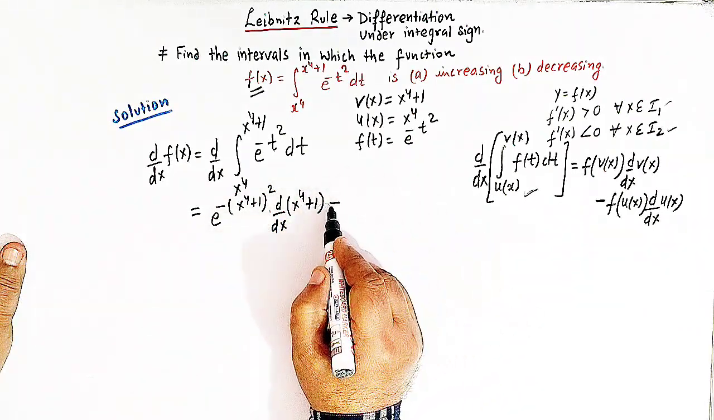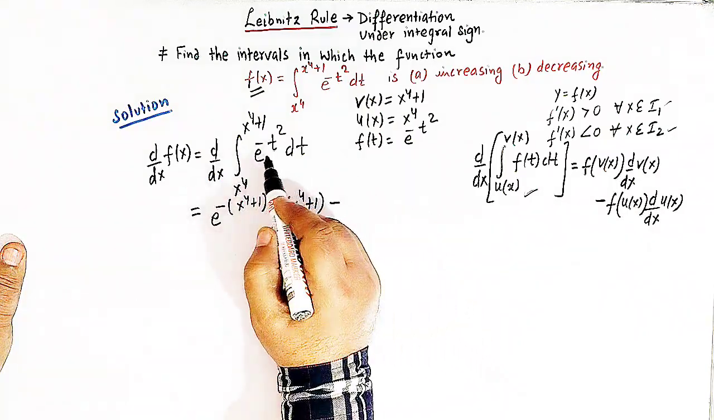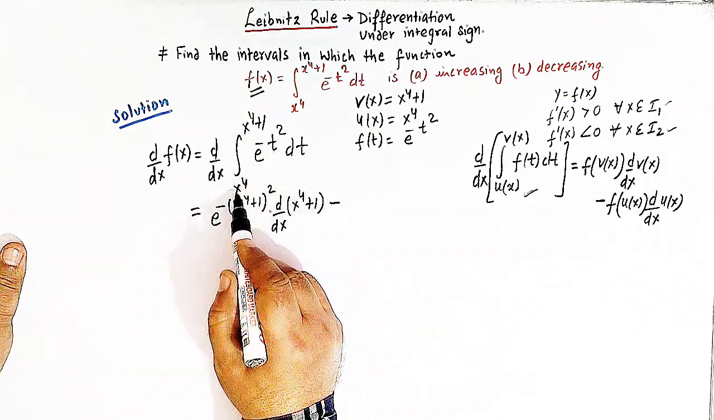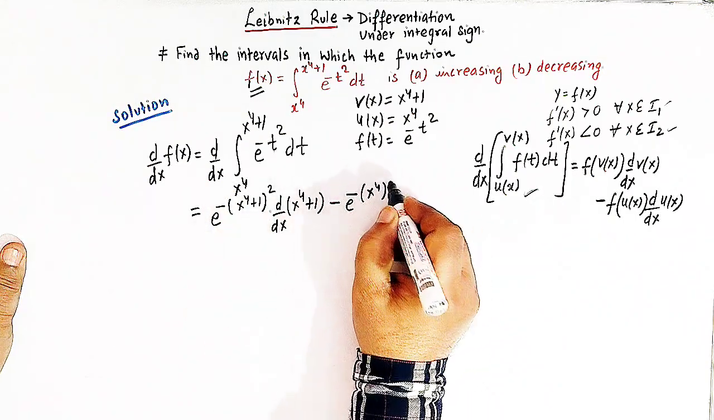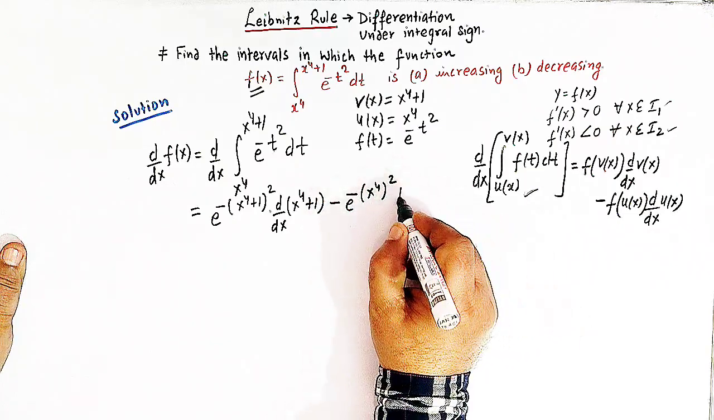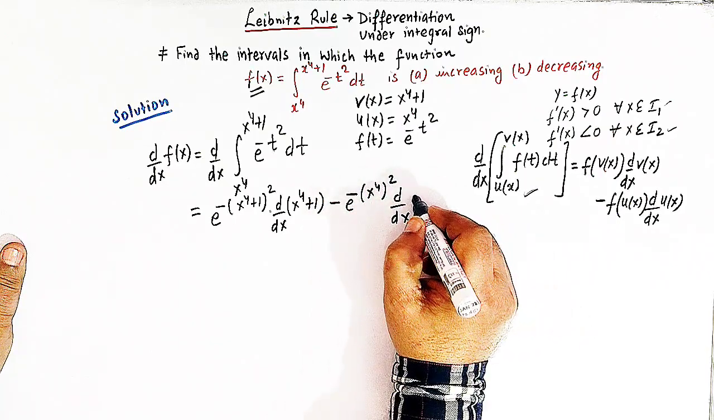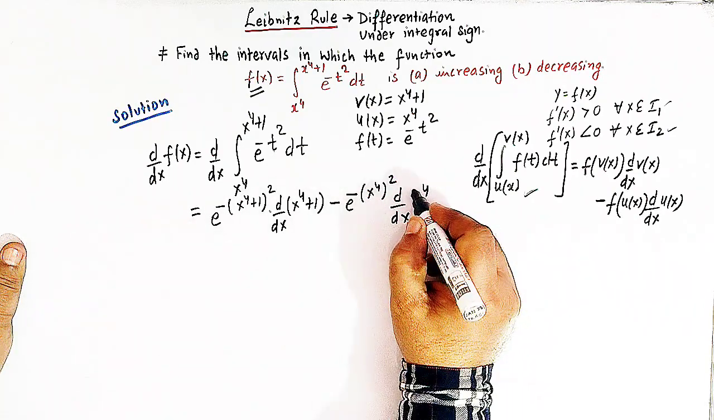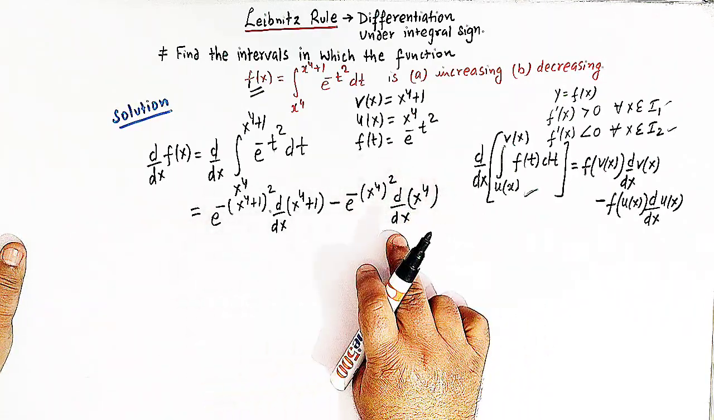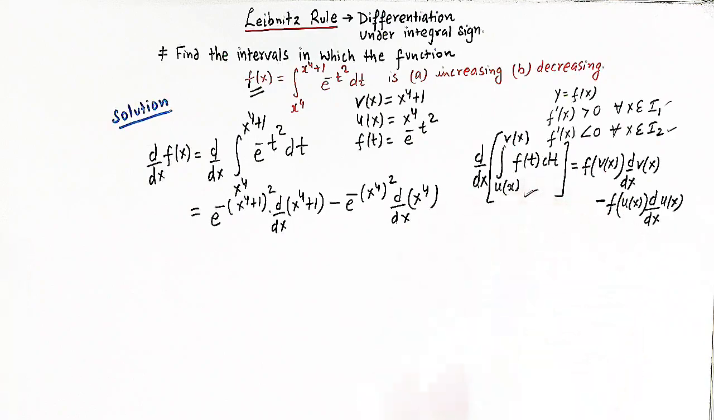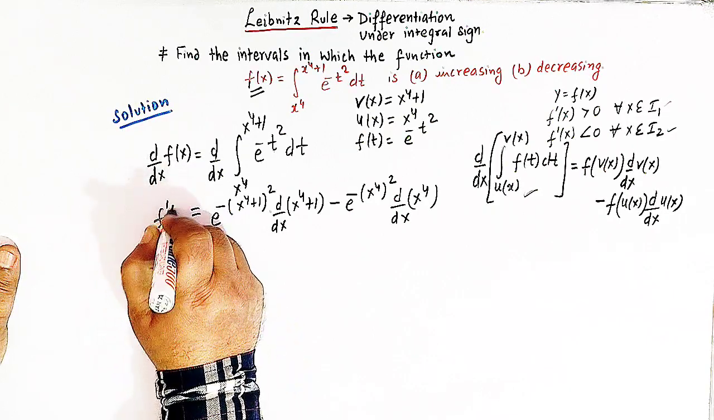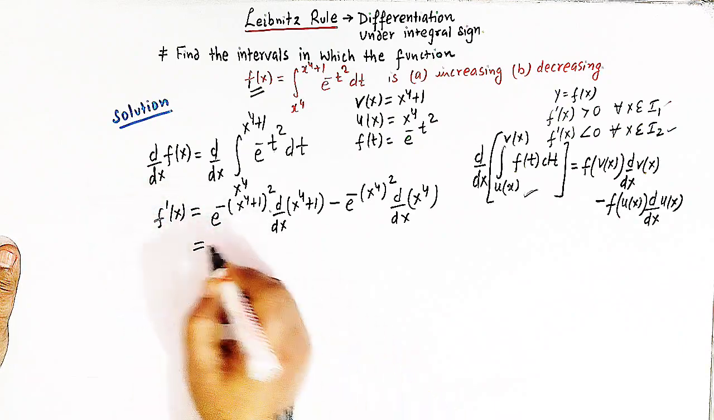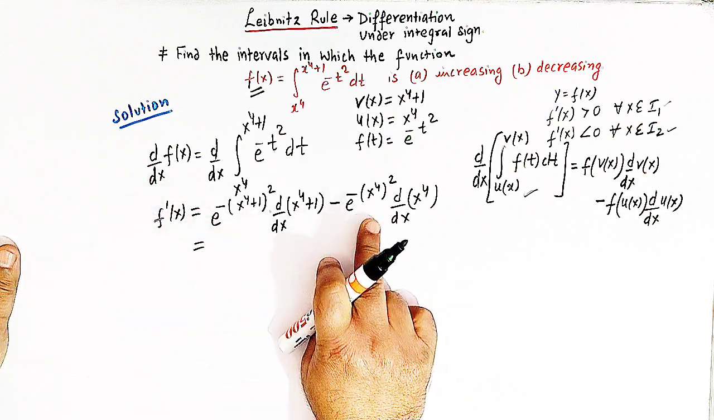And then we have the negative sign, and then we'll replace this t by x raised to 4. So we have e raised to minus x raised to 4 square, and then we have the derivative of x raised to 4, right? So this is due to the Leibniz rule. So now the derivative d by dx of f of x is given by f prime of x, and we can now easily simplify this expression.